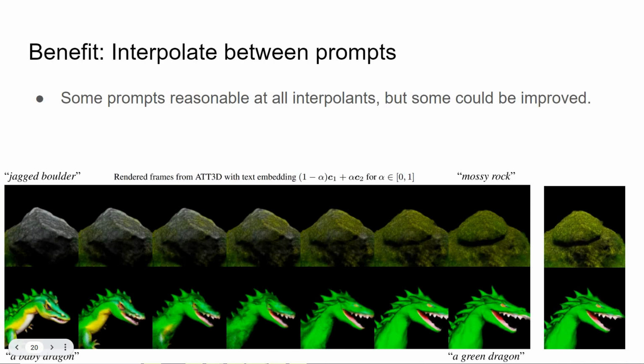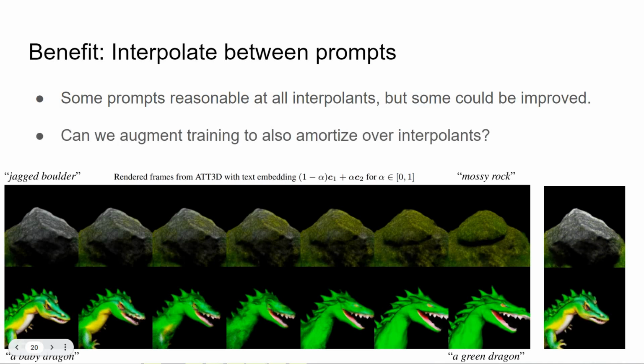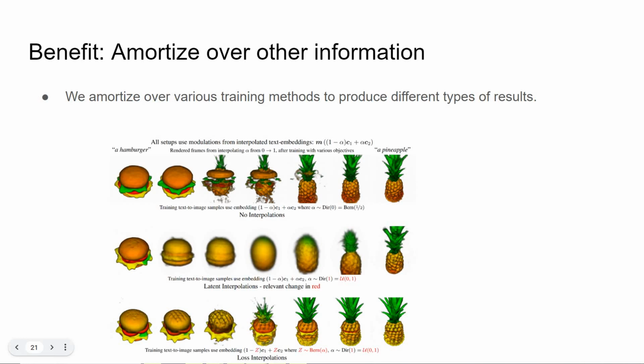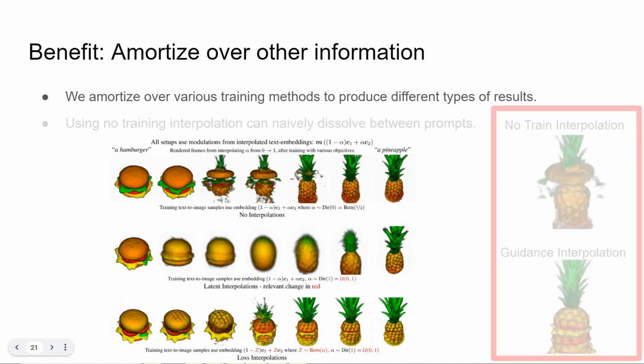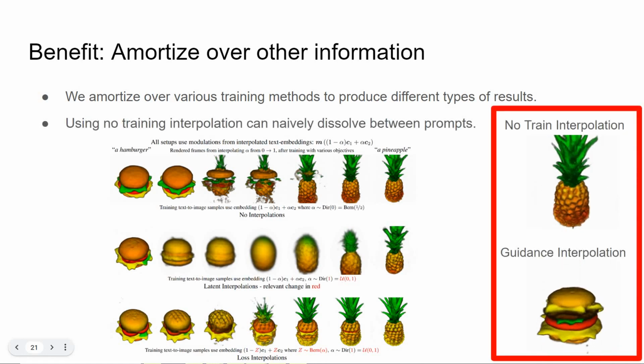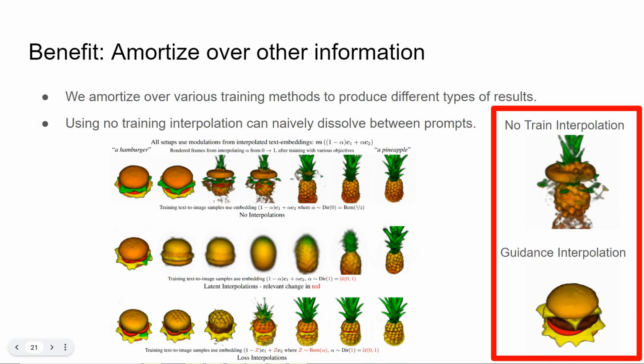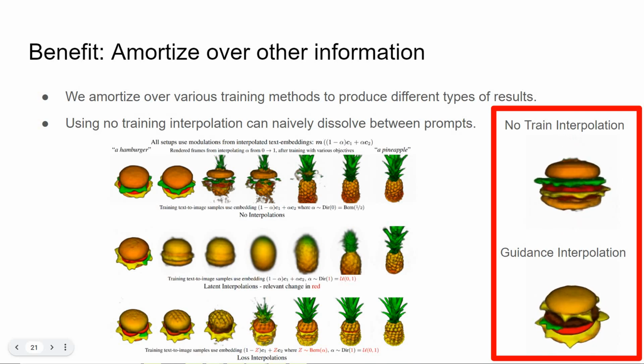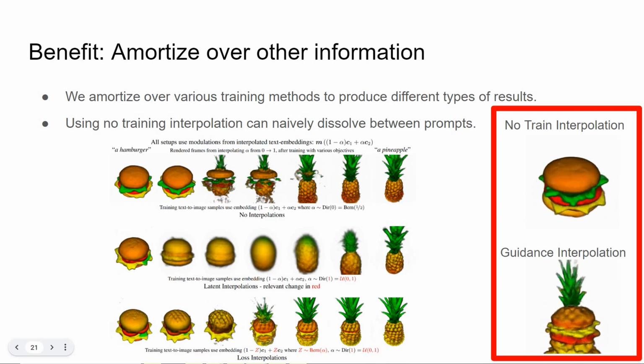However, we want to improve the other prompt interpolants. For example, the object has no eyes at the midpoint between the baby and adult dragon. Can we augment our training to also sample interpolants to amortize over to improve quality? Here, we amortize over various types of interpolants between embeddings. On the top, we show the results for interpolating from a hamburger to a pineapple when sampling interpolated embeddings during training. Alternatively, on the bottom, we train with a loss that is interpolated between the 2 prompts, producing more semantically meaningful midpoints. On the right-hand side top, we show results for zero-shot generalizing to the interpolants, i.e. no interpolants used in training, which can naively dissolve between endpoints. We contrast this with training on interpolants between prompt guidance weights, the loss function, or the embeddings.